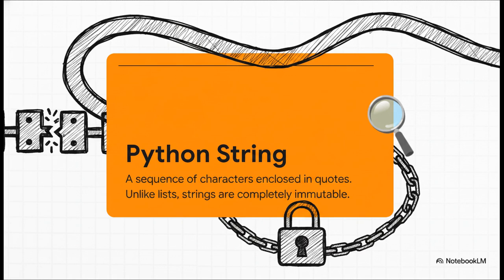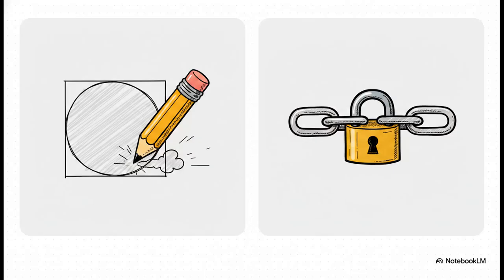But here is the most important quirk, and we really need to clarify this right away. Unlike our lists, strings are completely immutable. Let's completely demystify this jargon, because honestly, it trips up a lot of beginners. Mutable simply means changeable, just like our lists. You can target index 2 in a list and easily swap out the value. But immutable means it's locked in place, exactly like our strings.